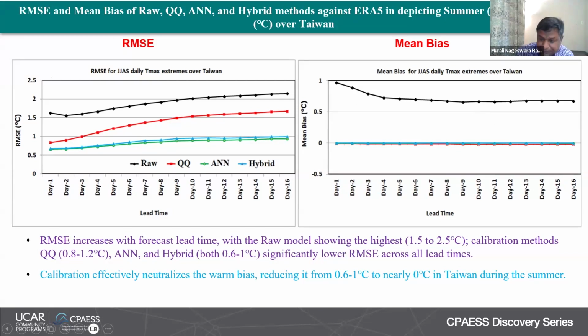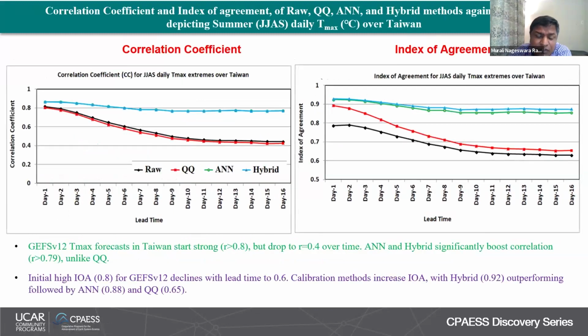In the raw model product, the bias is more than 0.5 to 1 for all the forecast lead times. In the case of the correlation coefficient, you can see that in the Quantile-Mapping method it doesn't change anything and remains the same. A slight difference also comes because we are using leave-one-out cross validation. That's why there is a slight difference, but otherwise it is similar to the raw model product.